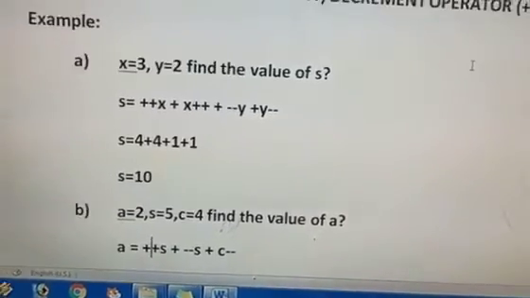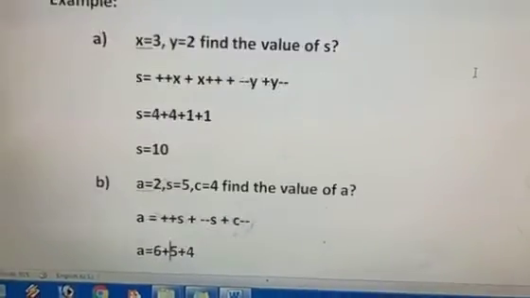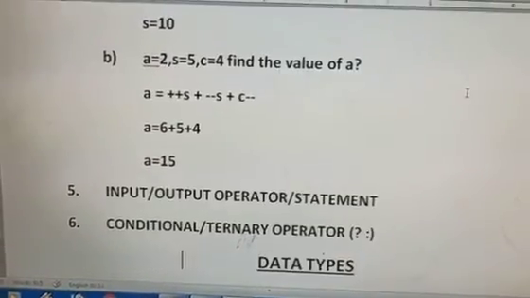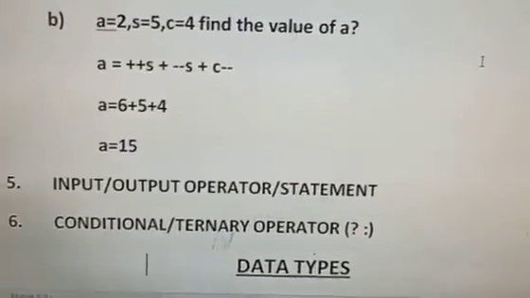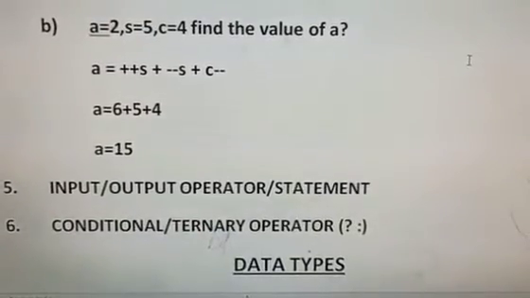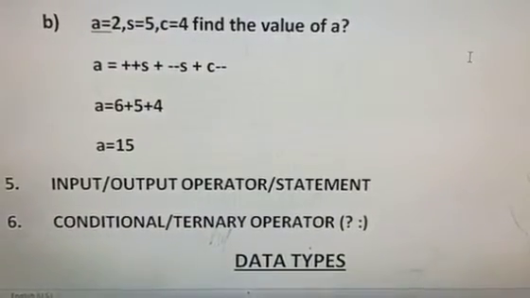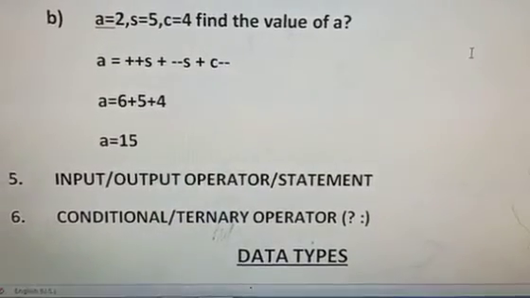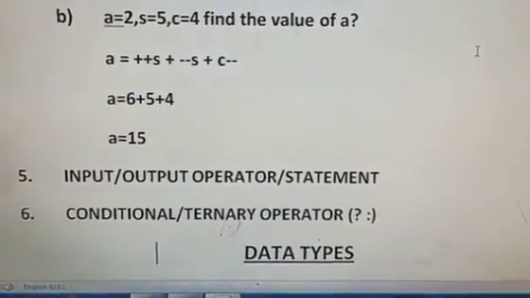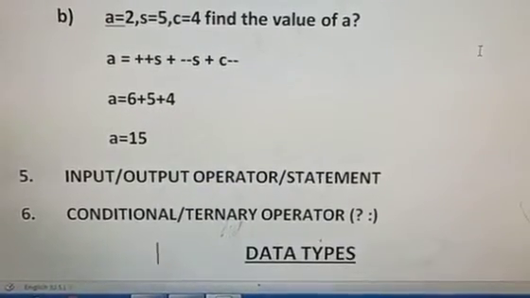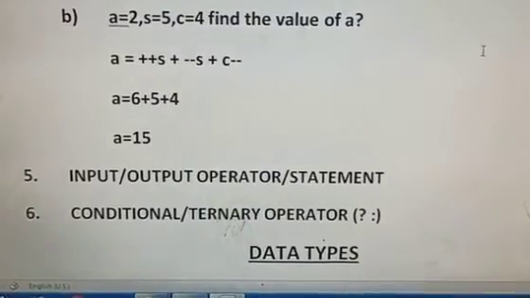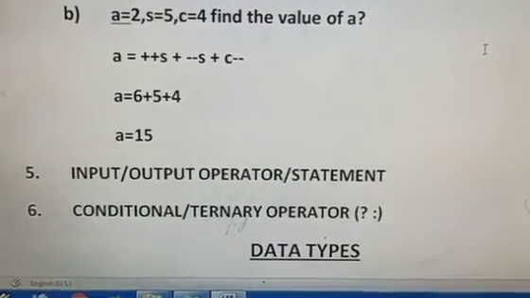Now see one more example. In this I have assigned a equals to 2, s equals to 5, c equals to 4, and we are supposed to find the value of a. The expression given is a equals to plus plus s plus minus minus s plus c minus minus. Whatever value you get on the right side of this equals to symbol will replace the old value of a with the new value which you get on the right side, right?